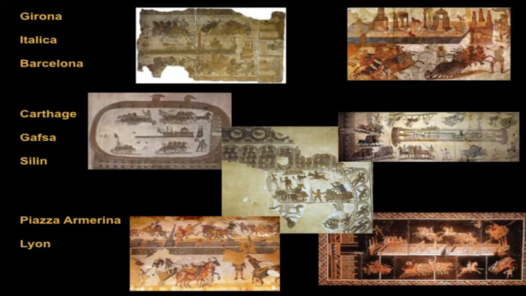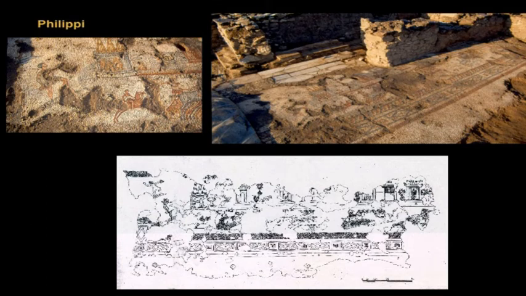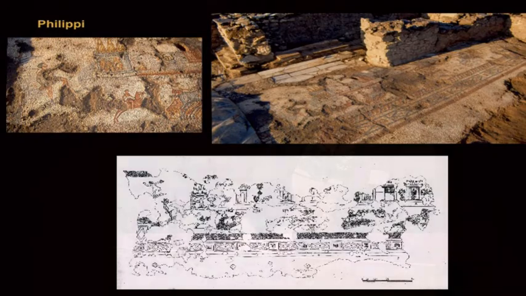To that, we should add 2 relatively new ones. They're relatively new discoveries that come from the Eastern Mediterranean. One at the villa of Herodes Atticus in the Peloponnese, which I was unable to find an image of. And this one from northern Greece, it was found in a house in the Roman colony of Philippi.